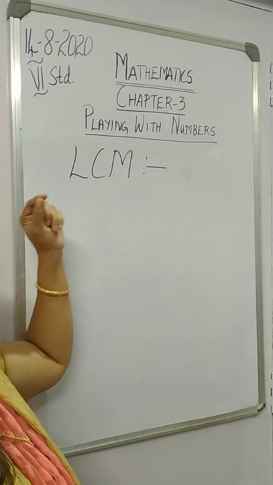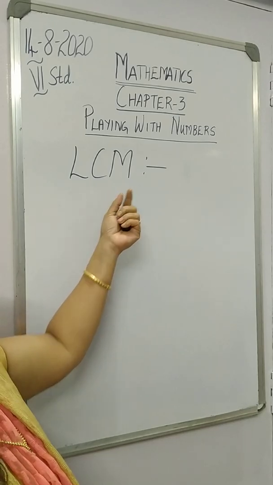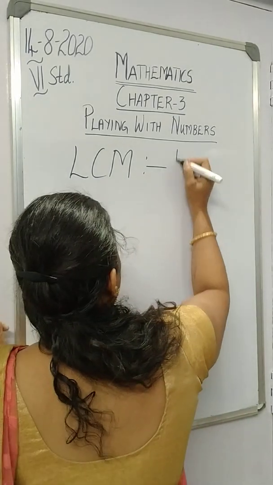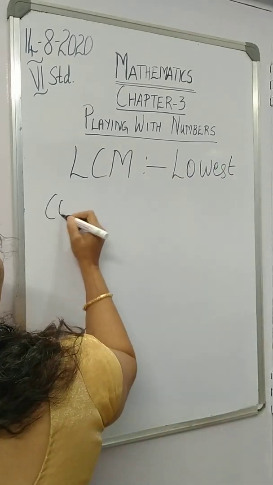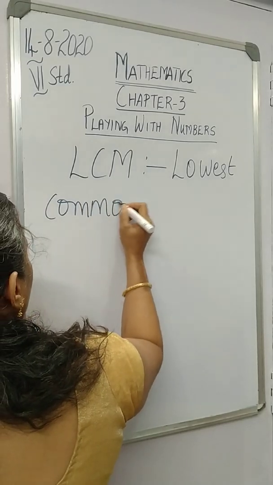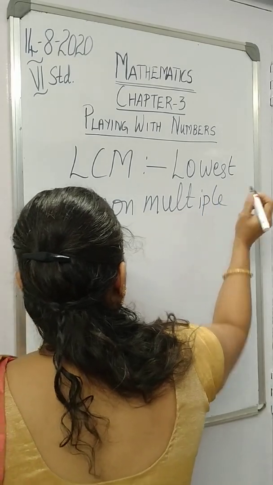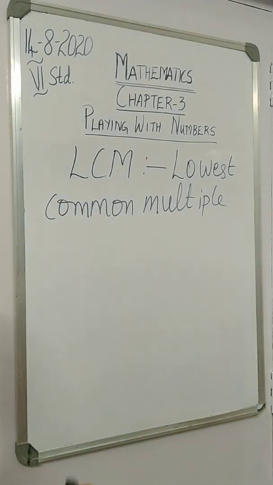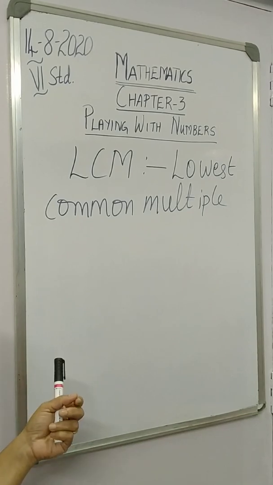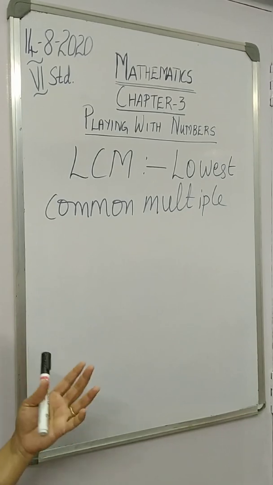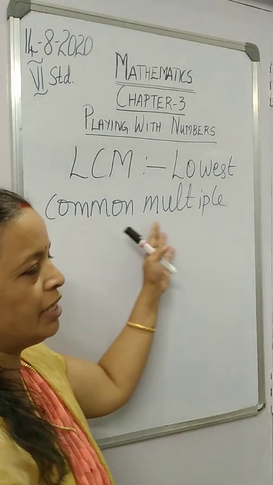In HCF, we learned about highest common factor. Here we have multiple. Yes, LCM means lowest common multiple. Yes, let us learn how to find LCM of two or more numbers. LCM of two or more given numbers is the lowest of their common multiple.